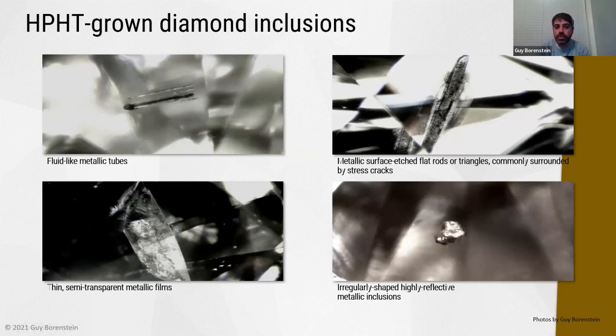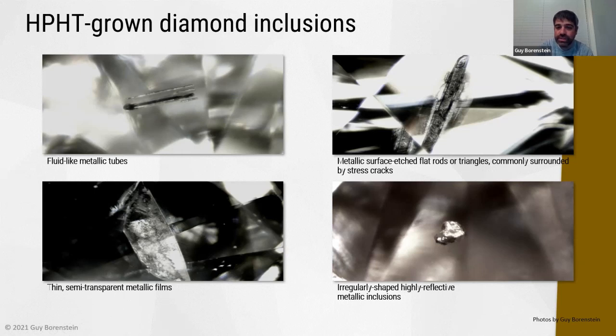On the other hand, HPHT-grown diamonds, as you remember, are created from a powder of graphite mixed together with some metal catalysts. This metal catalyst that encourages the process sometimes leaves some remnants inside the stone, and we are looking for these. Usually the most common one is the fluid-like metallic tubes that you can see here. They look long and round in their shape.